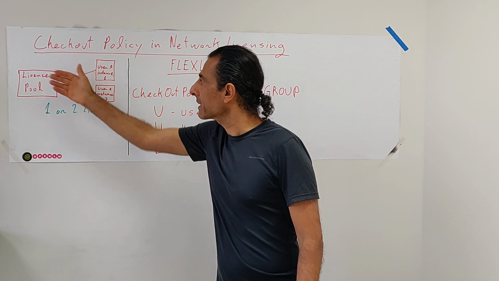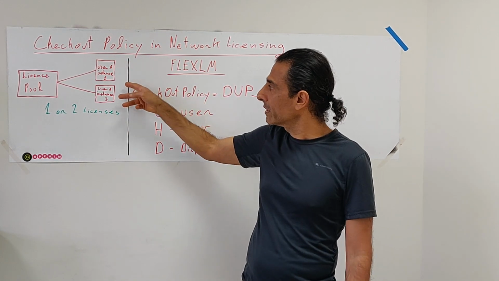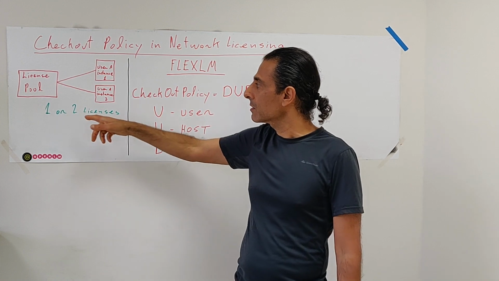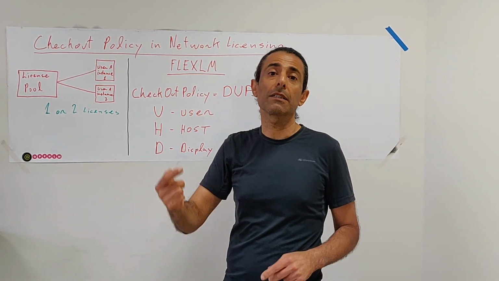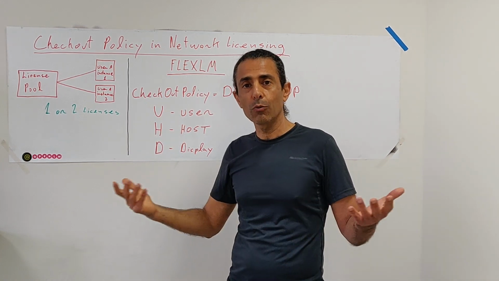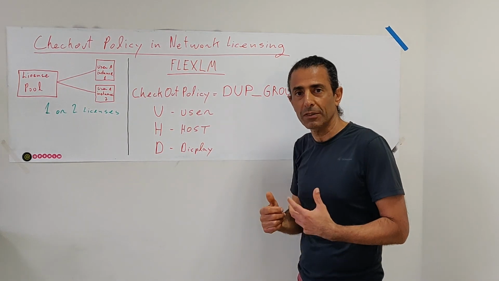Let's take this example. We see a user A with two instances of the software. Will the software pull two licenses or one license? So how do we determine this? By the checkout policy of the license server.